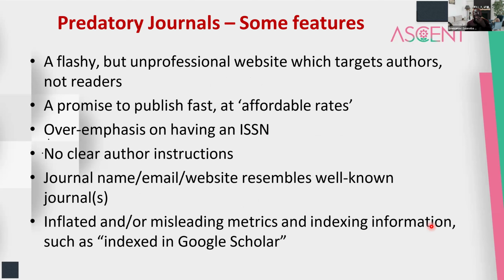And it usually targets authors, but not readers. They don't care about the readers, what they can get to download. They are just trying to solicit for authors. Then they will always promise to publish fast at affordable rates. And one of the things they do is they overemphasize having an ISSN. They will keep on emphasizing that, but it is not important. We want a DOI, the digital object identifier. All right? Most of them don't have a DOI. Check very well.